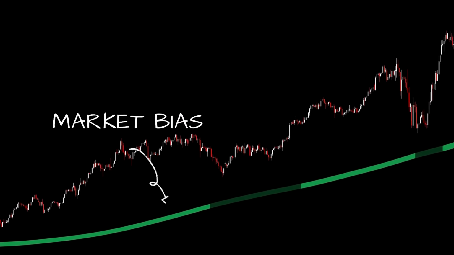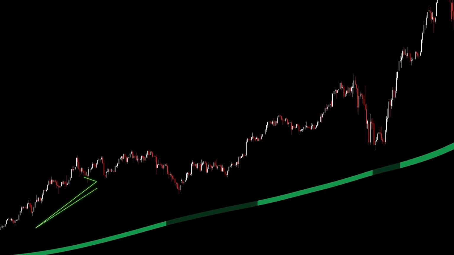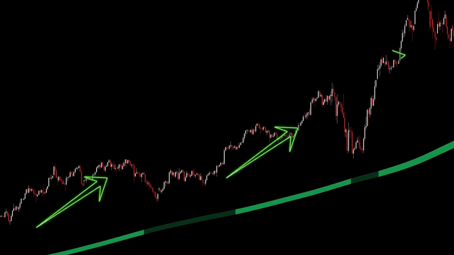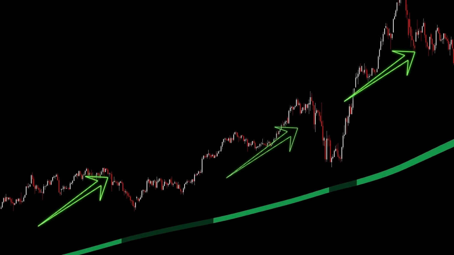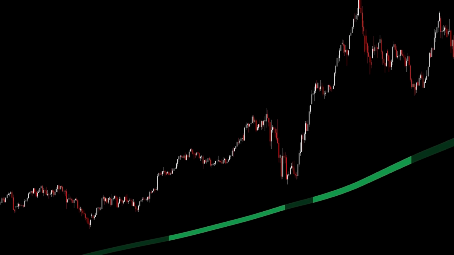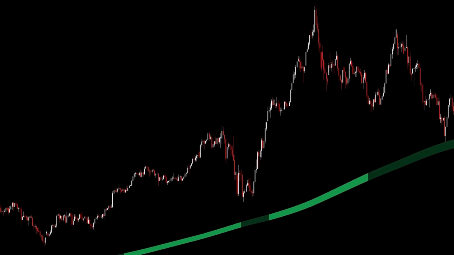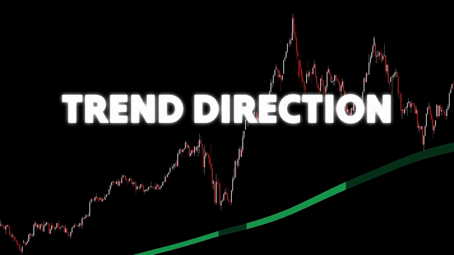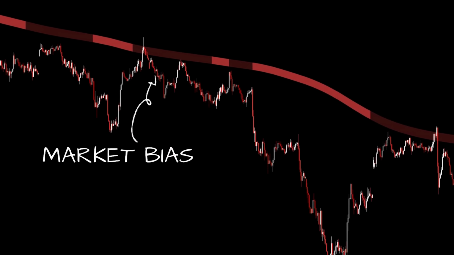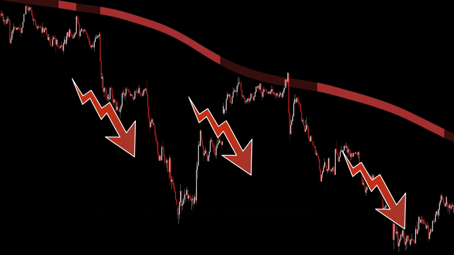Now here's the payoff. Look at this line sitting under the price and the whole way up. Green below price, that's an uptrend. Plain and simple. And notice it's not just some flat line. It actually curves and steps up as price makes higher highs. You can literally glance at your chart and know the trend without reading a single candle. Flip it around. Line red, sitting above price, that's a downtrend. Same exact logic, just upside down.